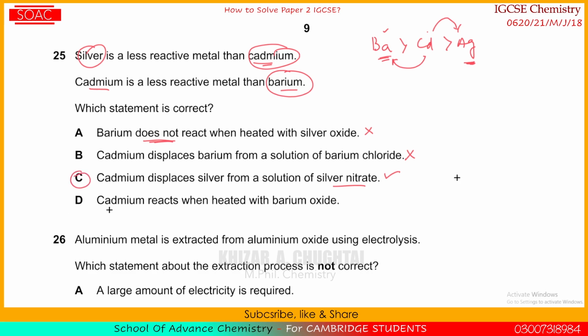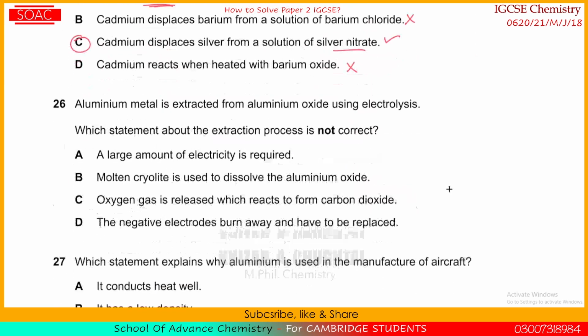However, let me check D. Cadmium reacts when heated with barium oxide. Once again, it cannot react because it is less reactive. Cadmium is less reactive.